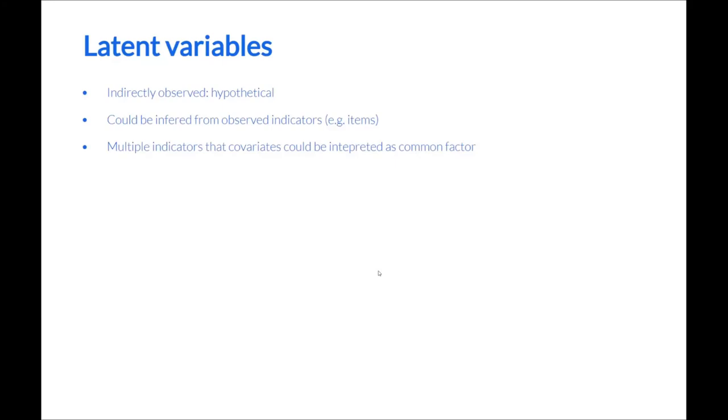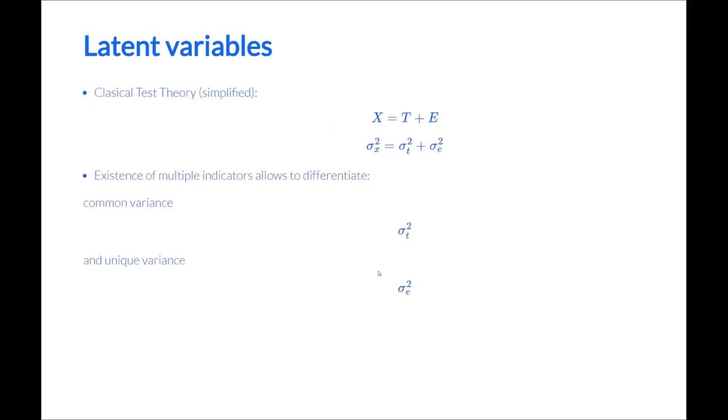That is the most important approach, a very old approach to this kind of measurement issue in order to capture latent variables. This is basically the classical test theory, where we can interpret this multiple correlation as a common variance, as the true score, and the other part is the error variance.